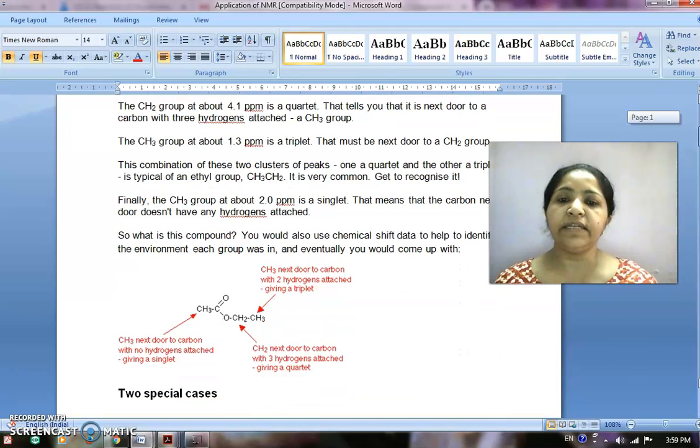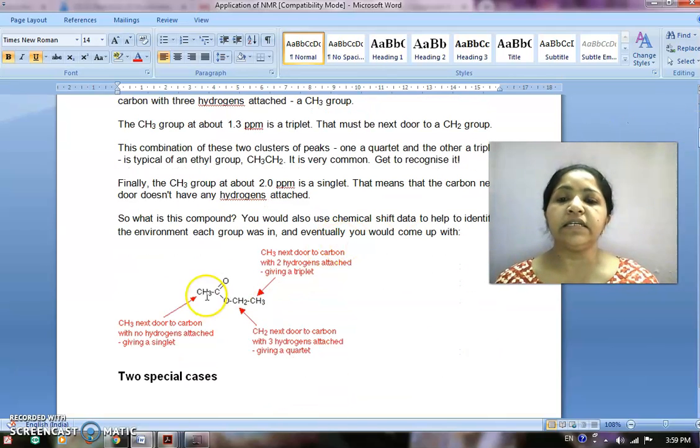So what we find is the same thing: CH3, C double O, CH2, CH3. Now CH3 has no neighboring protons, hence it is a singlet. CH2 has 3 protons next to it, so it is a quartet, and CH3 has 2 protons next to it, and hence it is a triplet. And it should also match with the delta value shown in the spectra.